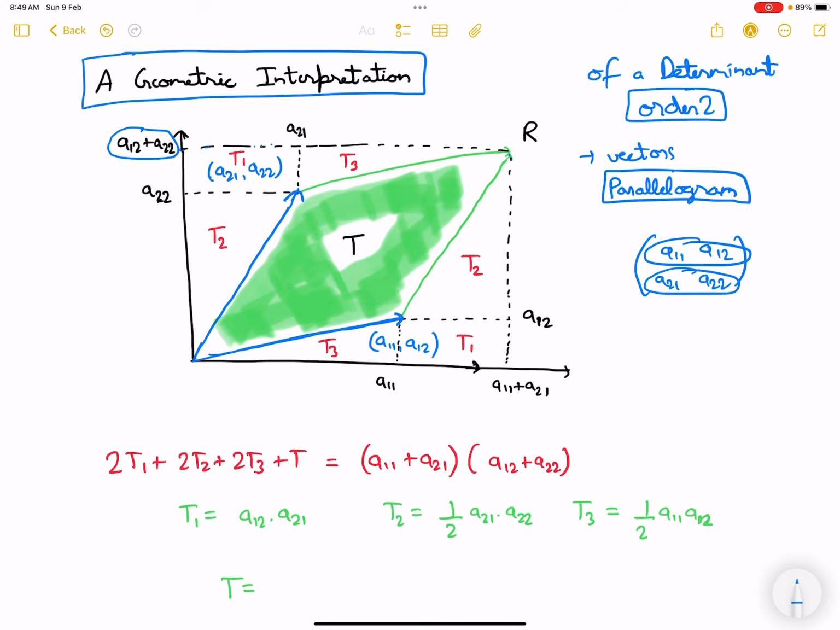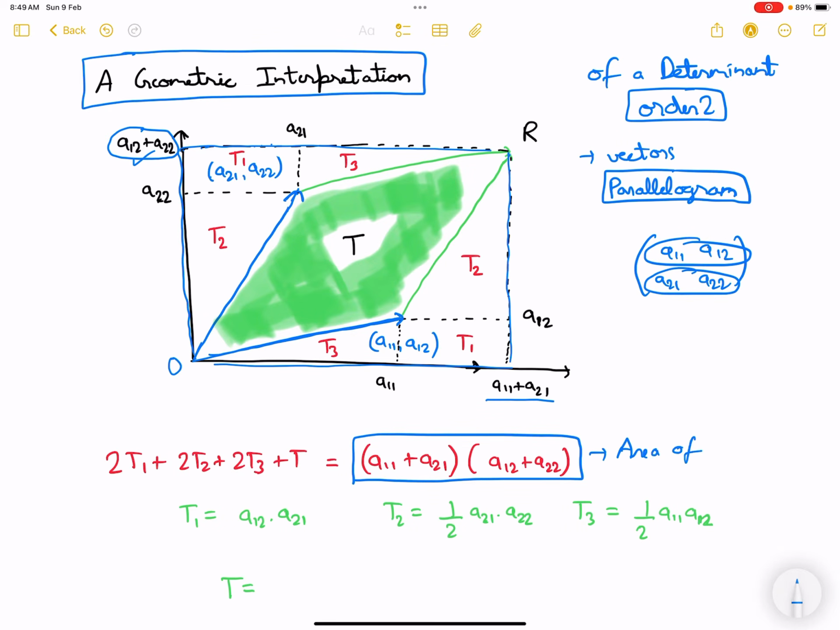So this is a rectangle from here till here, and then this would be equal to a12 plus a22 times a11 plus a21. So this is the right hand side. So this is the area of the rectangle.